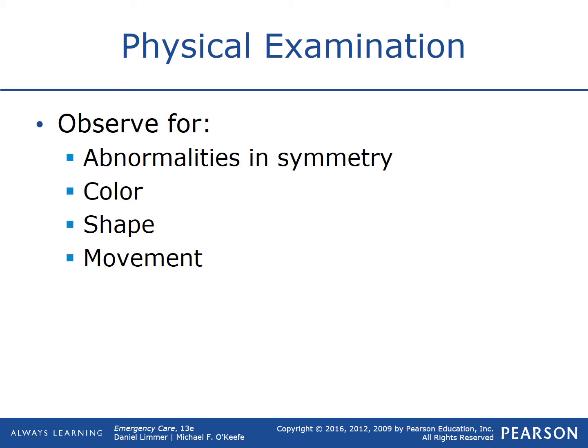Checking their color. With your A, B's, and your C's, when you're checking for circulation, you're checking skin color, temperature, condition. Seeing if it's pink, if it's pale, if it's red. So when you're checking for that color, you're checking everywhere. Does the right leg have the same color as the left leg? And then checking the shapes. Is it swollen? Is it deformed? Are they able to move all their appendages? Does anything just look like it shouldn't?